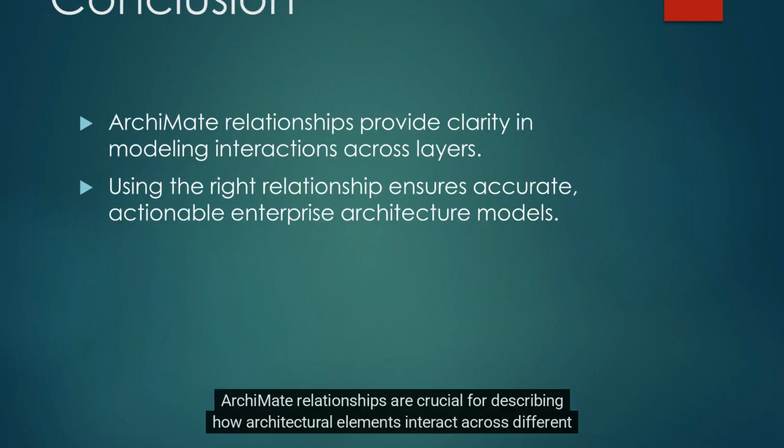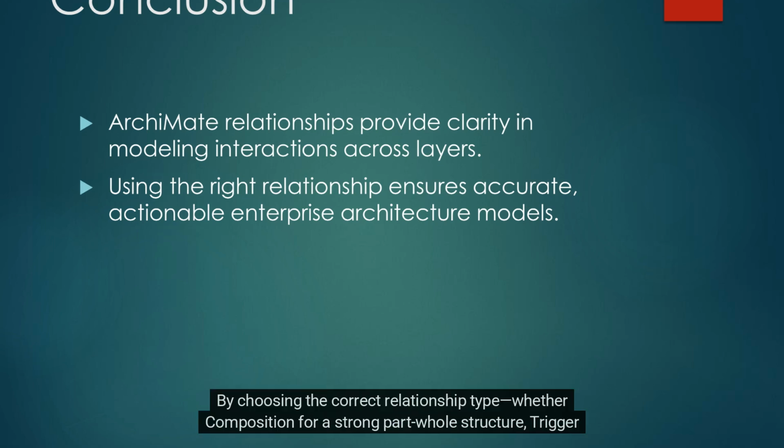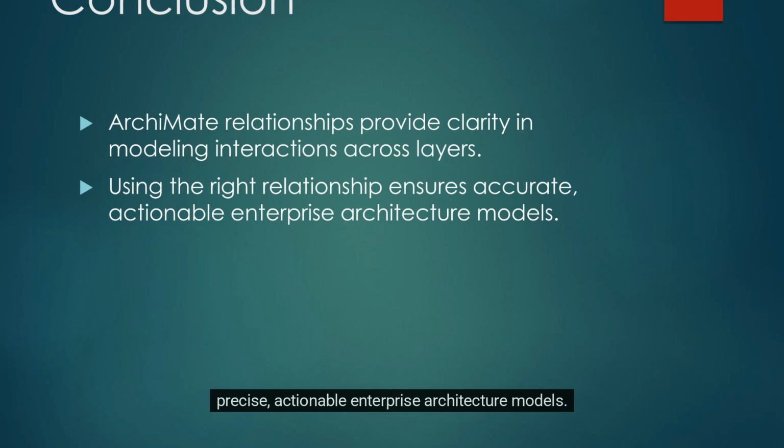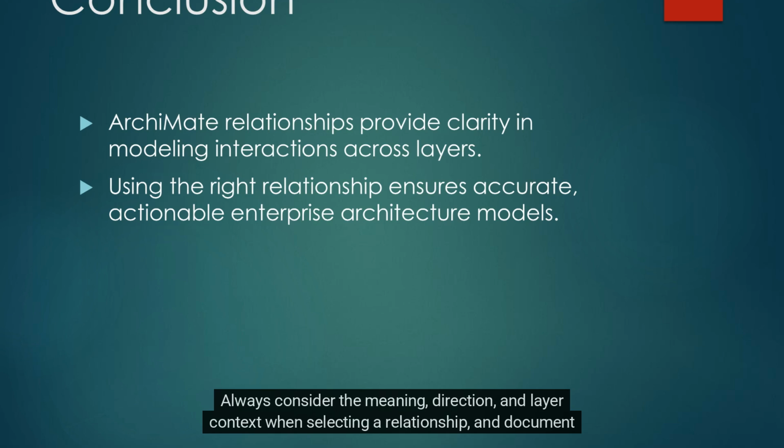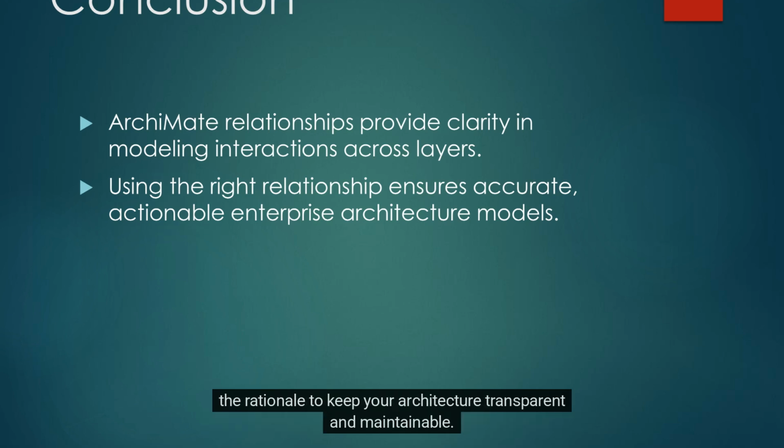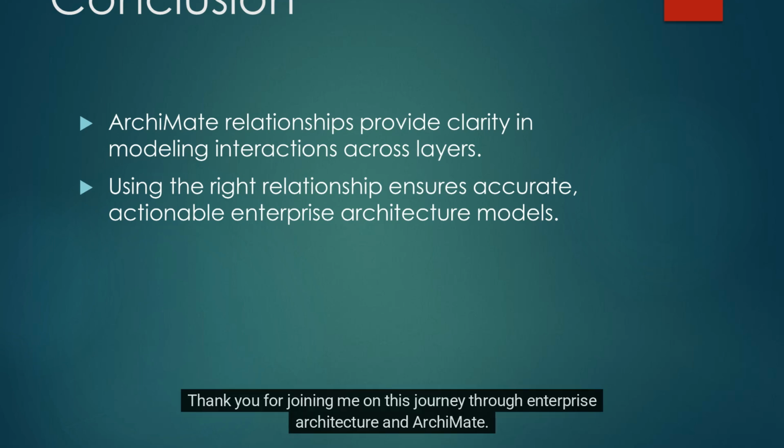Archimate relationships are crucial for describing how architectural elements interact across different layers. By choosing the correct relationship type, whether composition for a strong part-whole structure, trigger for event sequences, serve for service provisioning, or influence for strategic alignment, you create more precise, actionable enterprise architecture models. Always consider the meaning, direction, and layer context when selecting a relationship, and document the rationale to keep your architecture transparent and maintainable.